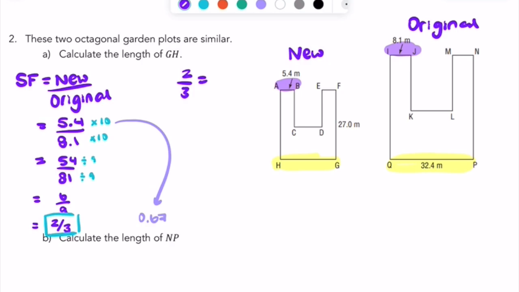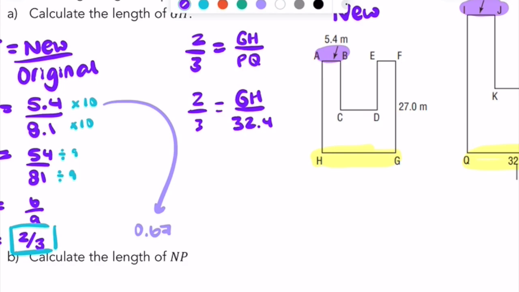And that was new over original. And I'm going to plug in the values for GH over PQ. Now, again, I'm just showing you this saying, okay, I know that these are similar, so the proportion of any set of corresponding sides is going to equal that scale factor. But you are more than welcome to just start here and go GH over 32.4. Okay. And we are going to solve for GH right now.